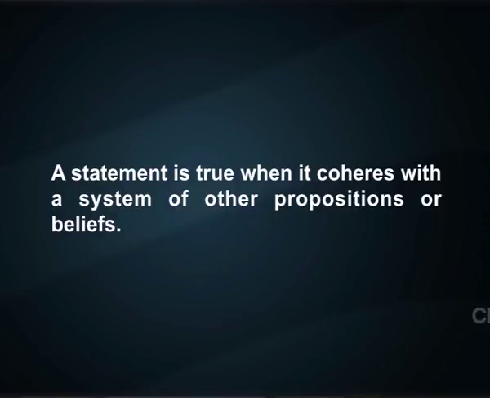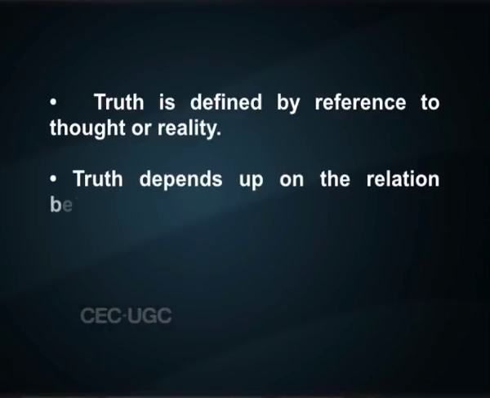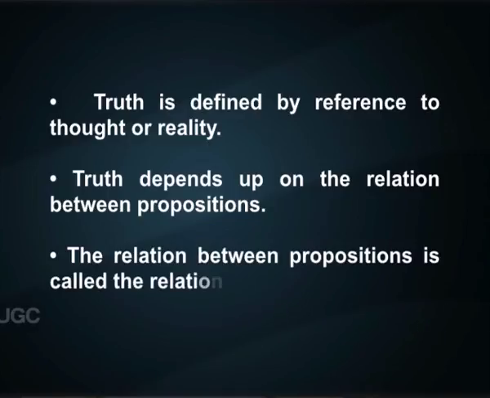A statement is true when it coheres with a system of other propositions or beliefs. This way of explaining truth implies that truth is defined by reference to thought rather than reality. Truth depends upon the relation between propositions, and the relation between propositions is called the relation of coherence. Something is true when it fits neatly into a well integrated body of beliefs. This is the essence of the coherence theory of truth.